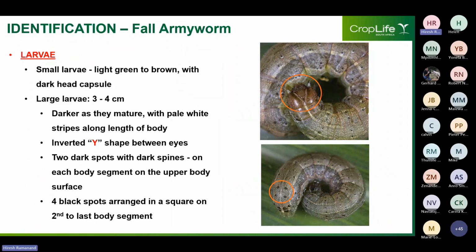The large caterpillars have a pale inverted Y shape between the eyes, as pointed out there. Two dark spots with dark spines occur on each body segment. On the upper body surface there are 4 black spots, again quite clearly pointed out here, arranged in a square on the second to last body segment of the mature larvae.